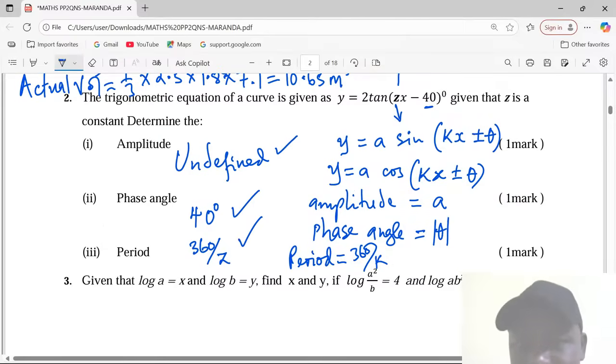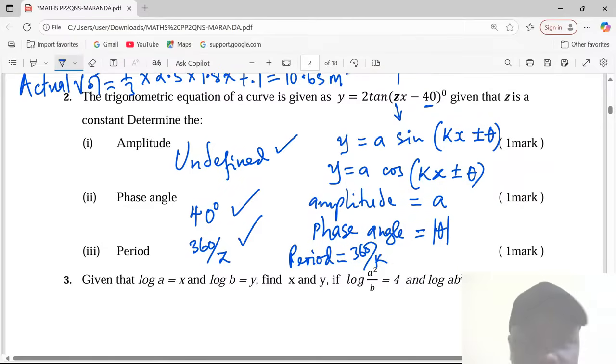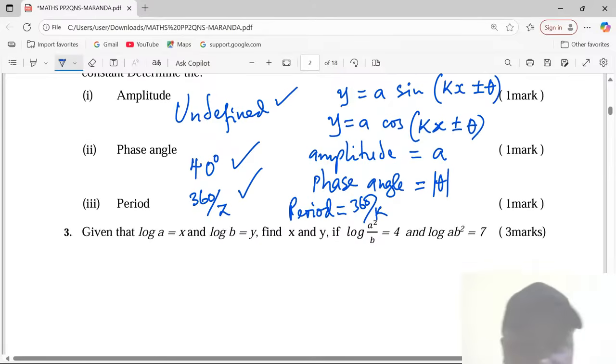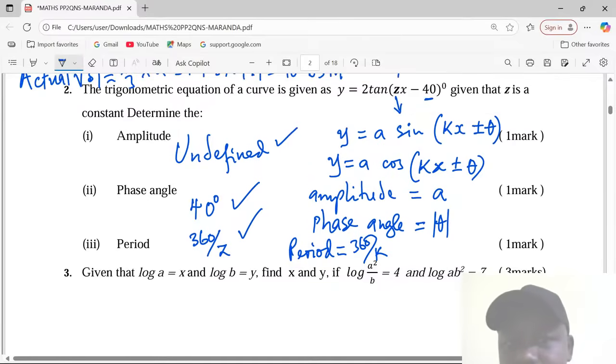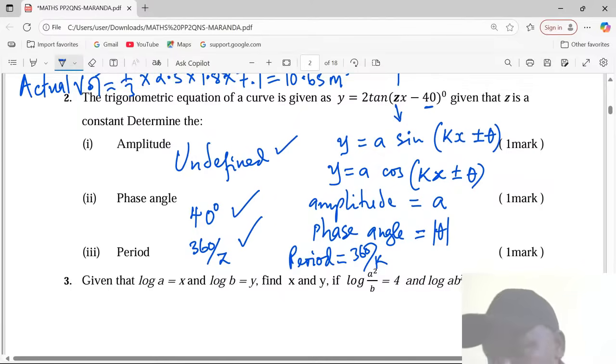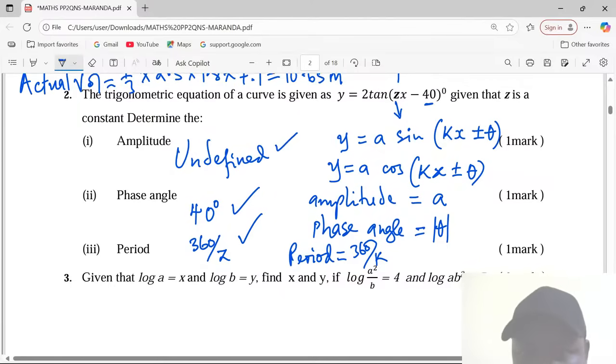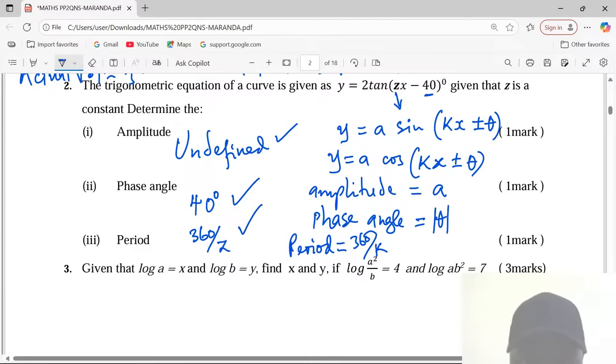So this is how we analyze sine and cosine waves. But for a tangent wave, the amplitude is undefined, because of the nature of the trigonometric wave itself. If you plot, it is usually very difficult to know the maximum and the minimum value, depending on the nature of a tangent wave.